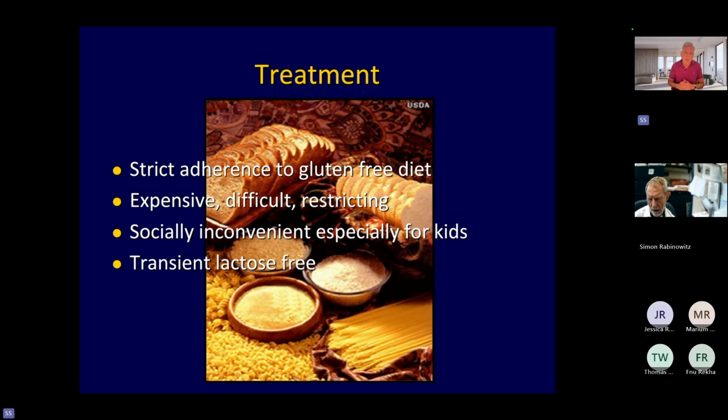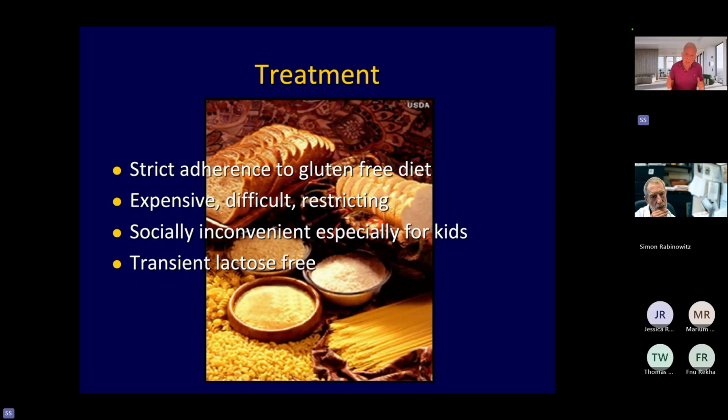What we do know is that treatment involves strict adherence to a gluten-free diet, which in the past was expensive, difficult, and restricting. It is much less so today when any food store or anyone you walk into, I think, will have a large gluten-free section. And the ability to produce gluten-free products of a wide variety has increased dramatically.